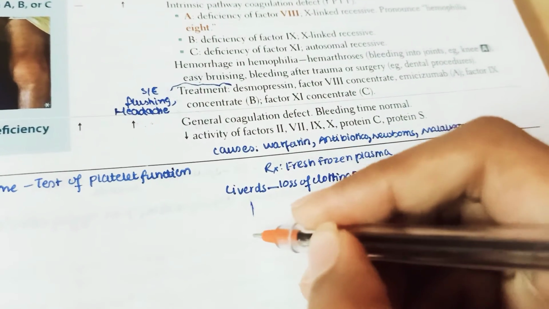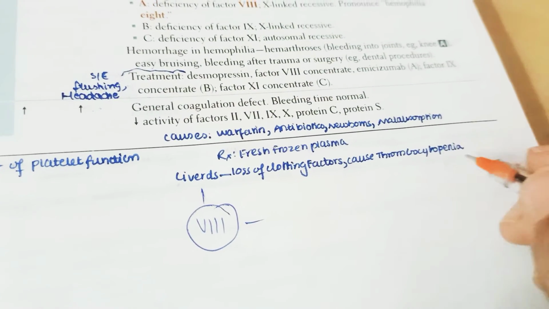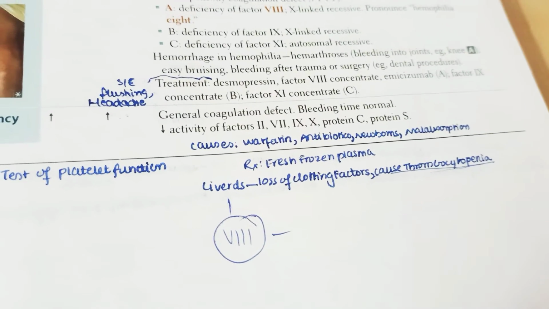Why will factor 8 be present? Because this is the only factor which is coming from the endothelium. So this may cause thrombocytopenia, that is decreased platelets. Now let us continue with platelet disorders.